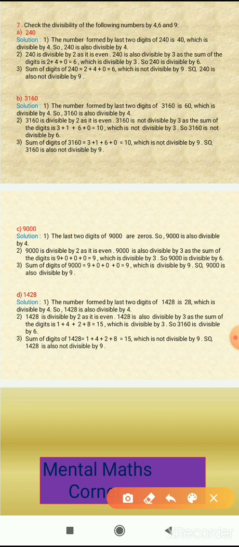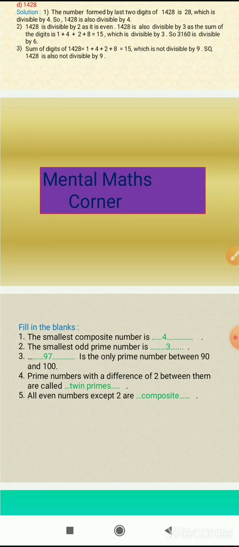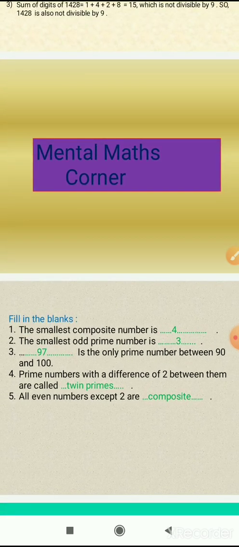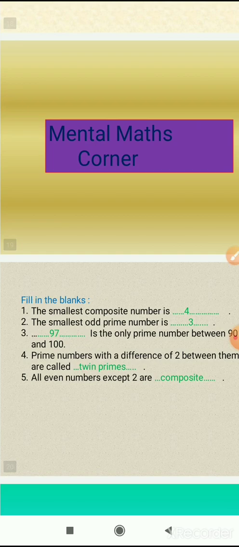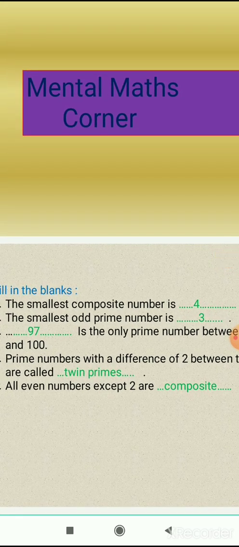So students, now we will solve the mental maths corner. Okay, so see the question, fill in the blanks. First see the sentence: the smallest composite number is dash. The smallest composite number is 4. So we fill the blank with number 4. Next is the smallest odd prime number. The smallest odd prime number is 3. So we fill the blank with the number 3.